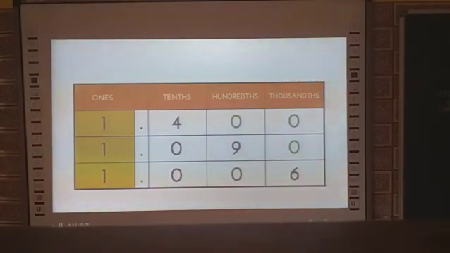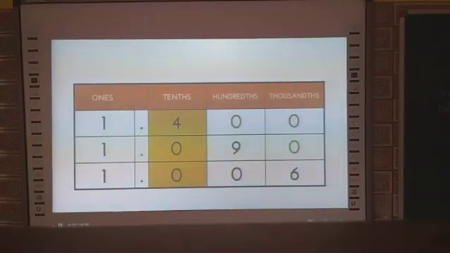All 3 numbers have a value of 1 in their ones column, which means that so far they're equal. Let's move into the tenths. Our first number has 4 tenths, while the others have 0. This means that our first decimal number has the greatest value so far because it has 4 tenths. We can now label this as our greatest decimal.